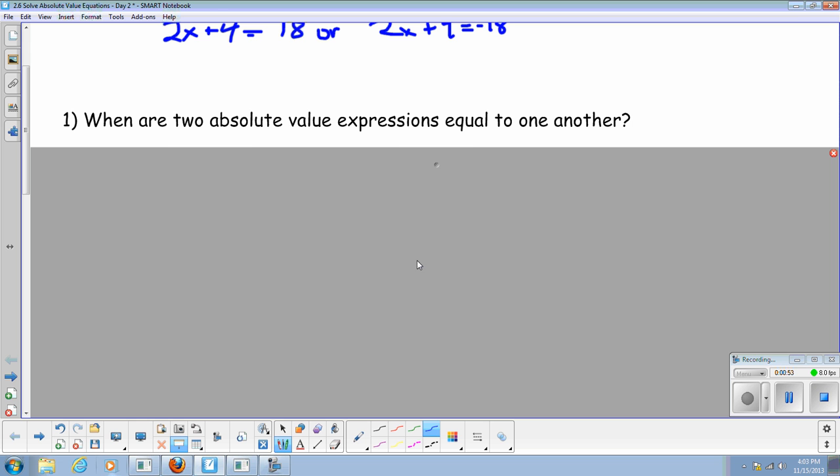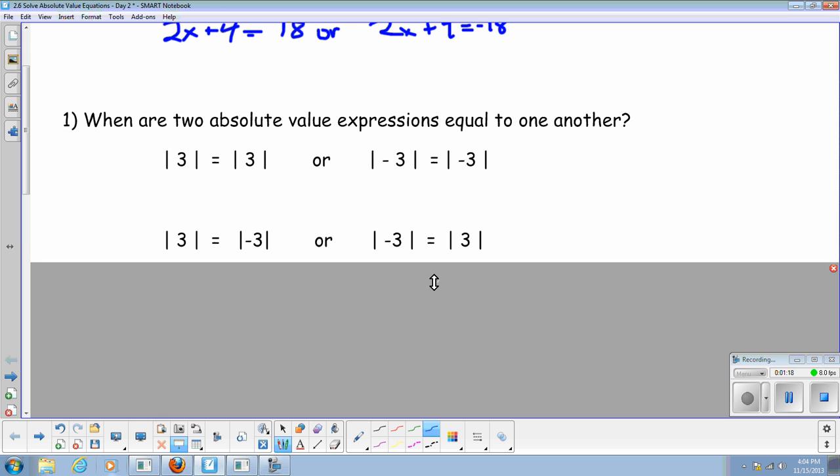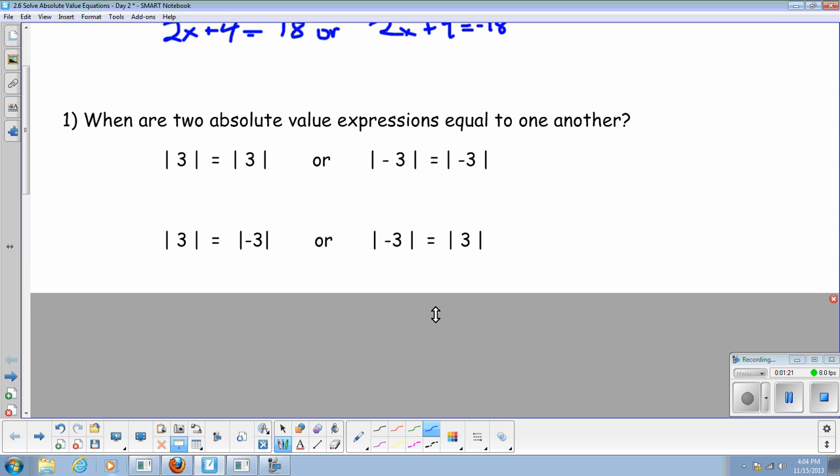Well, there's two situations that arise. When you have two absolute value expressions that are equal to one another, it's when you have the same number inside the absolute value sign. So here I have 3 and 3 on the inside, because the absolute value of 3 equals the absolute value of 3, or the absolute value of negative 3 equals the absolute value of negative 3. The second situation that we could see two absolute values being equal to one another is when the numbers on the inside are opposites. So I'd have the absolute value of 3 equals the absolute value of negative 3, or the absolute value of negative 3 equals positive 3.